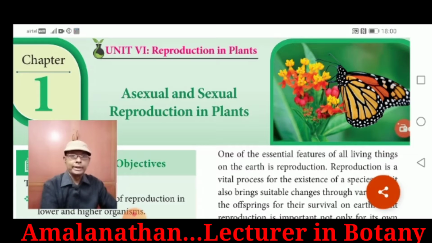We are continuing with asexual and sexual reproduction in plants, chapter 1. In this chapter, we have studied what reproduction is. Reproduction is a vital process for the existence of the species of plants. It brings suitable changes through variation in the offspring for their survival on the earth. We have seen natural methods of vegetative reproduction last class. Today we are going to see about the artificial methods of vegetative reproduction.